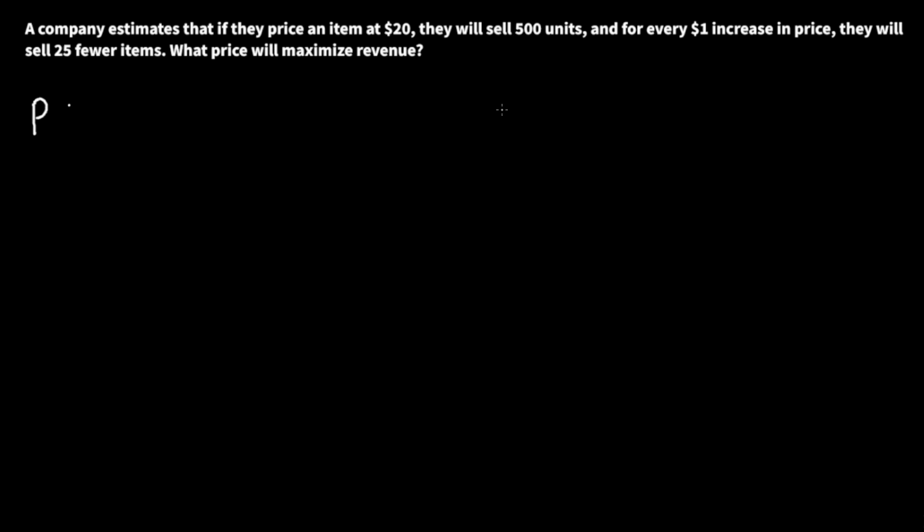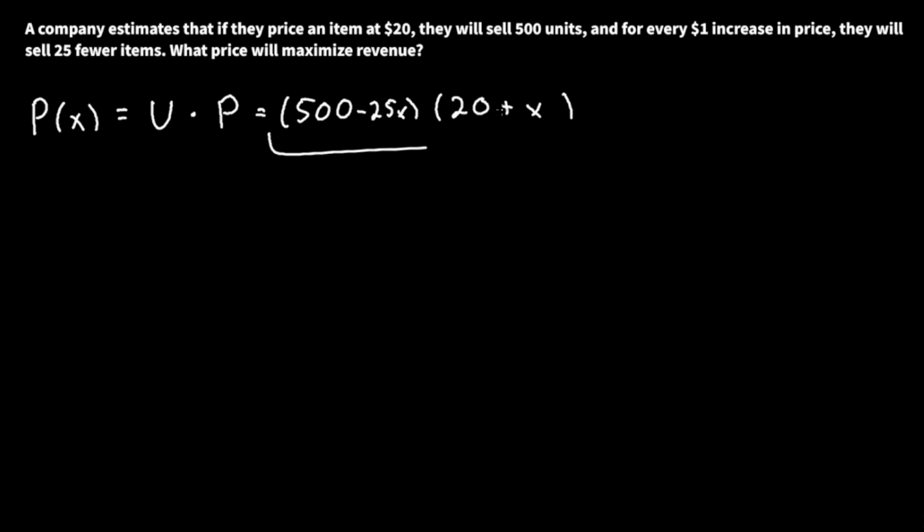Well, let's write a function for the profit. Let's use x as the amount of units. So profit is equal to the amount of units sold times the price, correct? Well, units sold in this case is 500. I'm going to leave some space for what I'm talking about. And price is $20. Now, if they up the price by $1, so plus 1x, then they will sell 25 fewer items, minus 25x.